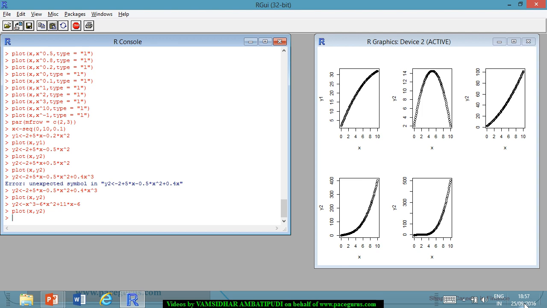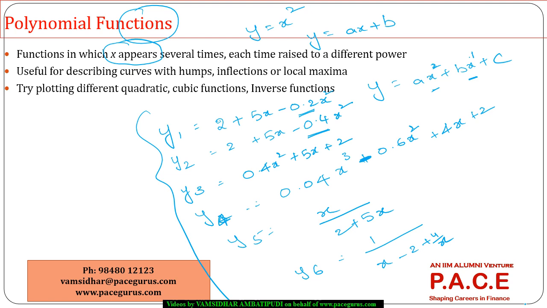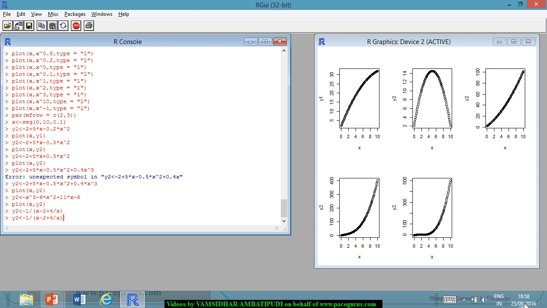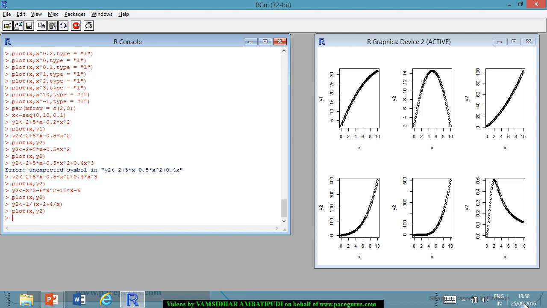So for different values of x from 0 to 10, we get shapes of different kind. Similarly, I can very well plot my inverse functions as well. Let's say I'm saying 1 by x minus 2 plus 4 by x. The same y2, I can very well make it as 1 by x minus 2 plus 4 by x. So in this case, when I'm doing a plotting for x and y2, I'm getting it this way.